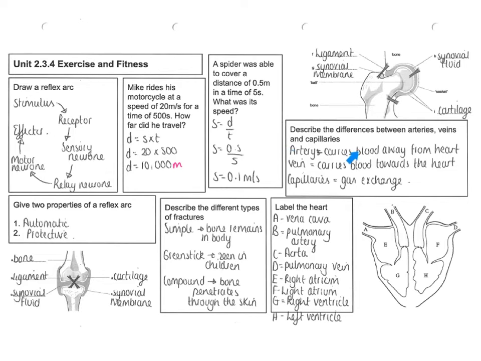Describe the differences between arteries, veins and capillaries. So arteries carry blood away from the heart, A and A. So arteries carry blood away, veins carry blood towards the heart, and capillaries for gas exchange.